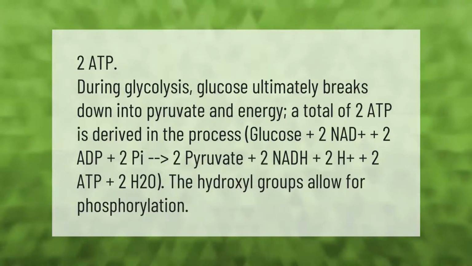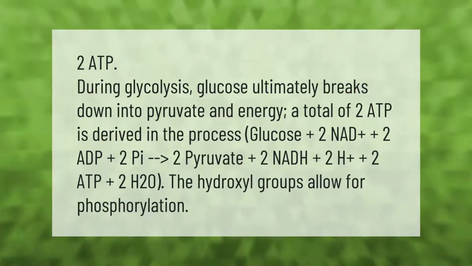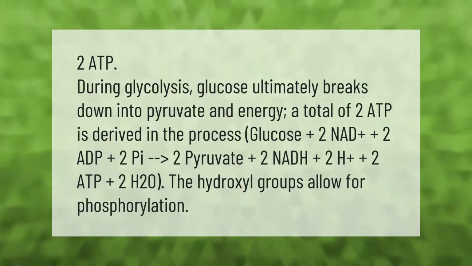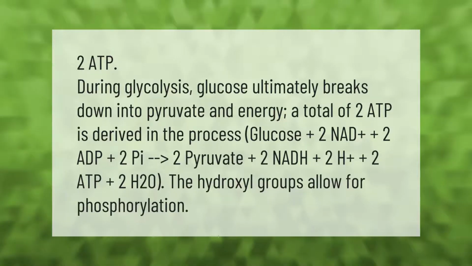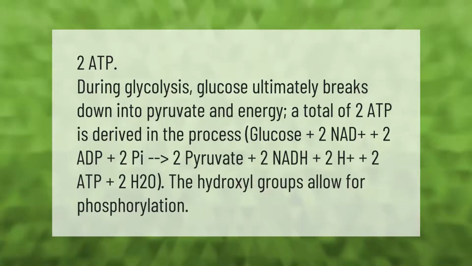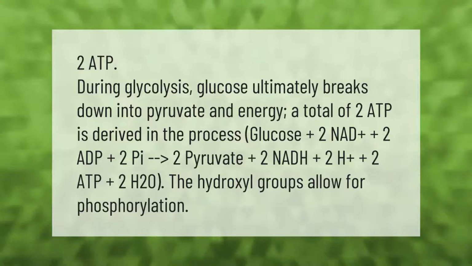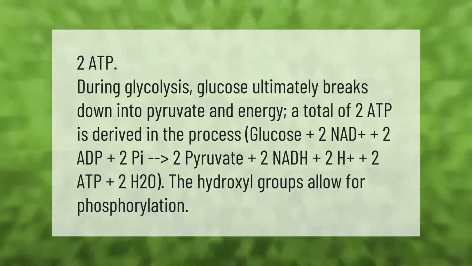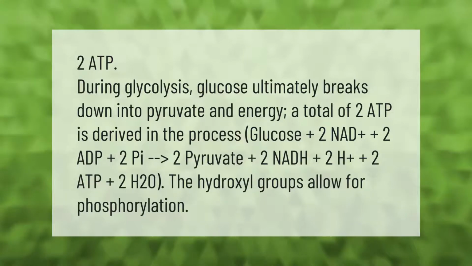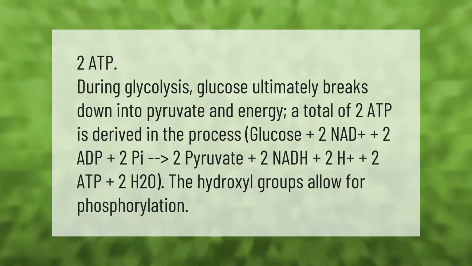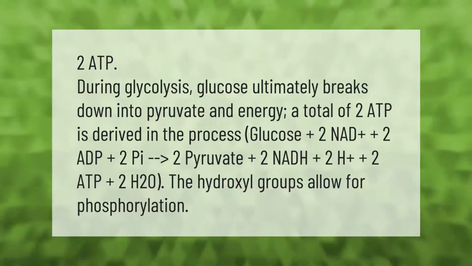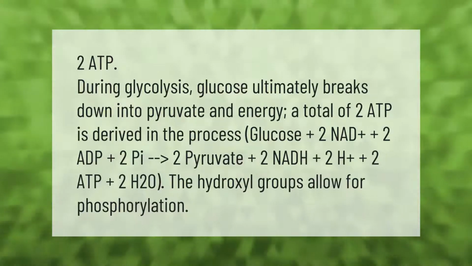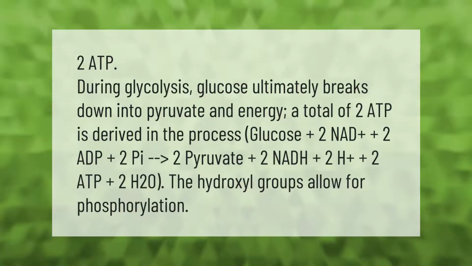During glycolysis, glucose ultimately breaks down into pyruvate and energy. A total of 2 ATP is derived in the process. Glucose plus 2 NAD+ plus 2 ADP plus 2 Pi yields 2 pyruvate plus 2 NADH plus 2 H+ plus 2 ATP plus 2 H2O. The hydroxyl groups allow for phosphorylation.